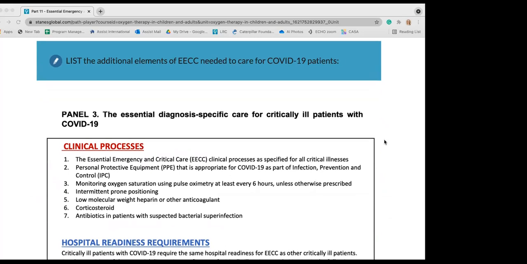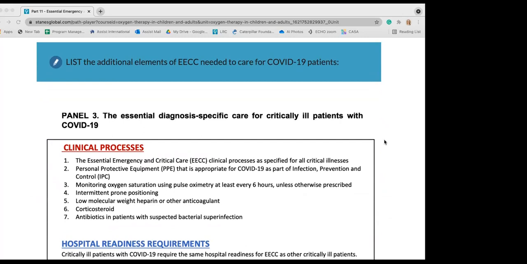Okay, so I think this is important. You need to have policies of what should be done. So the example is oxygen saturation using a pulse oximetry at least every 6 hours for every patient. I think that will be a good goal if we can do that. So for example, use of anticoagulants, use of corticosteroids, antibiotics, we should have policies guiding our practice so that we have a standard of practice rather than an individual-based decision. So let's go down.